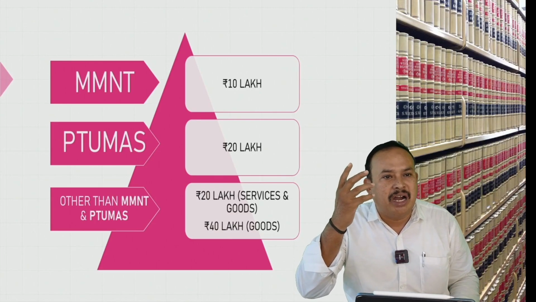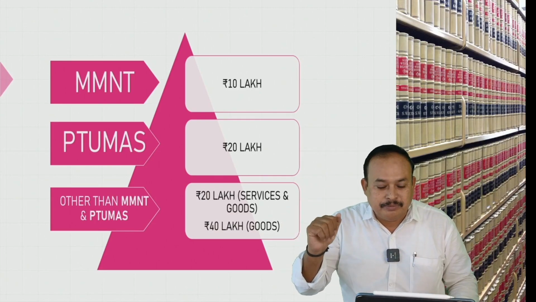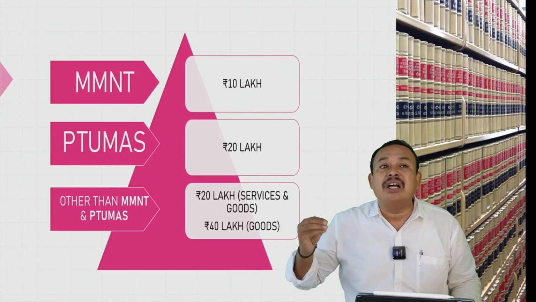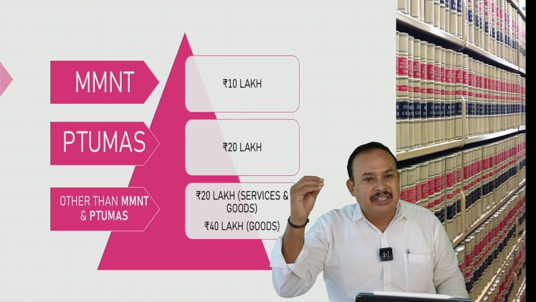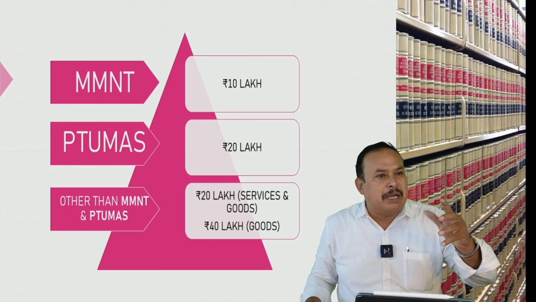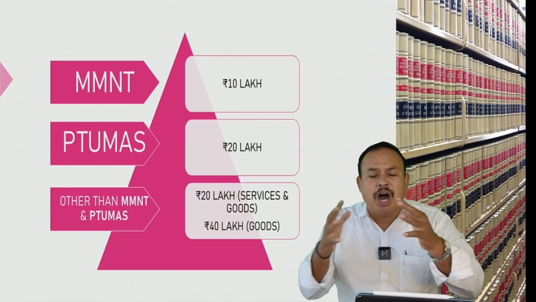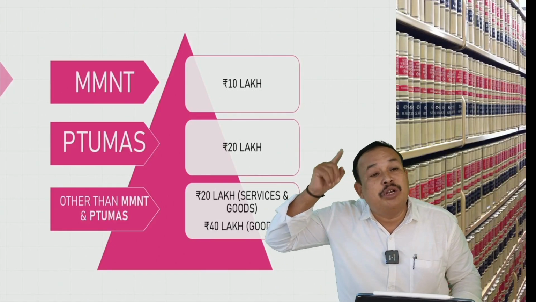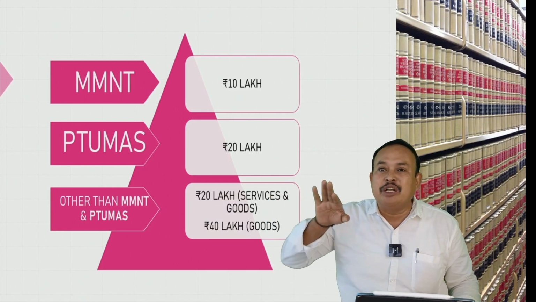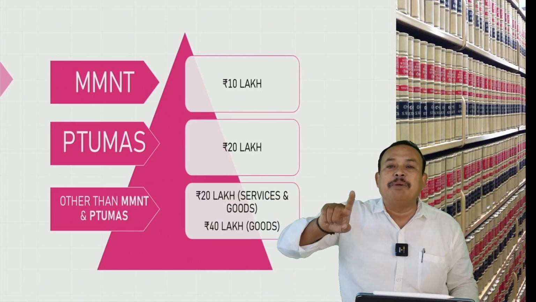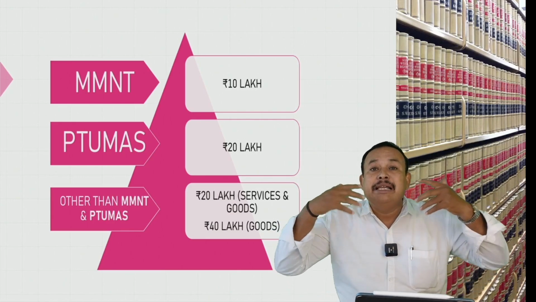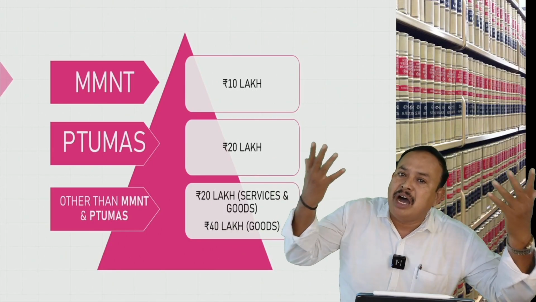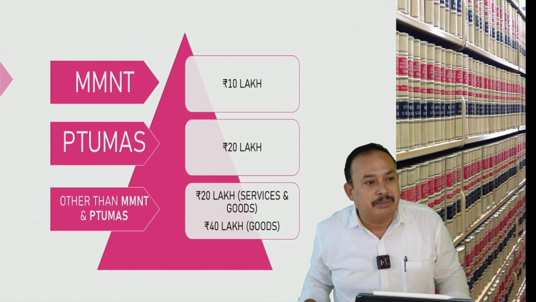If you are in PT UMAS, P stands for Pondicherry, T stands for Telangana, U stands for Uttarakhand, also called Uttaranchal, M stands for Meghalaya, A stands for Arunachal Pradesh, S stands for Sikkim. In PT UMAS, you may be a supplier of goods, a supplier of services, or both. If your aggregate turnover exceeds 20 lakhs, then only go for registration. So, threshold limit for MMNT is 10 lakhs. Threshold limit for PT UMAS is 20 lakhs. Here, in MMNT and PT UMAS, you may be a supplier of goods, services, or both, and it makes no difference.